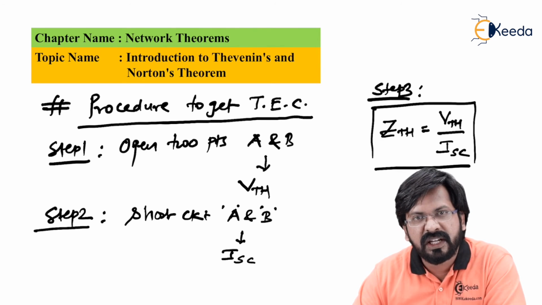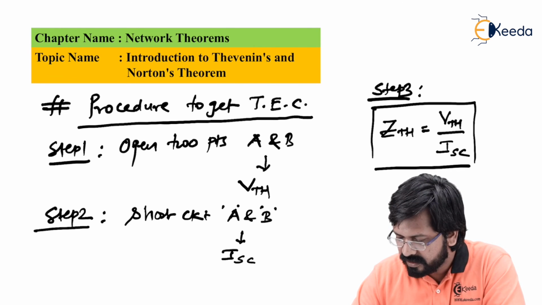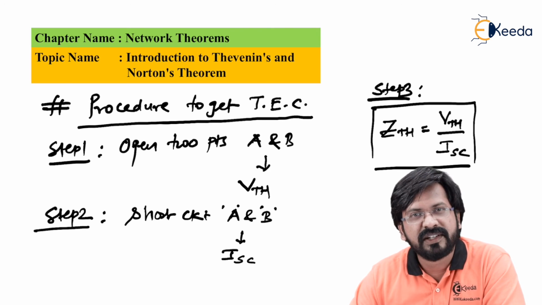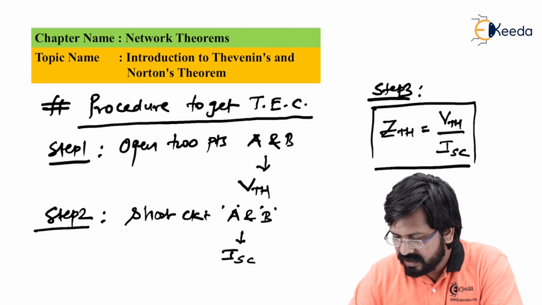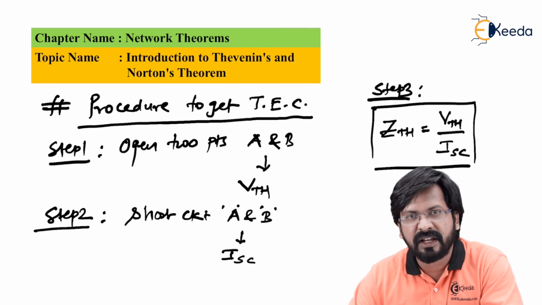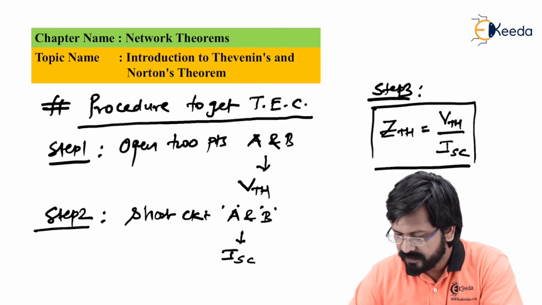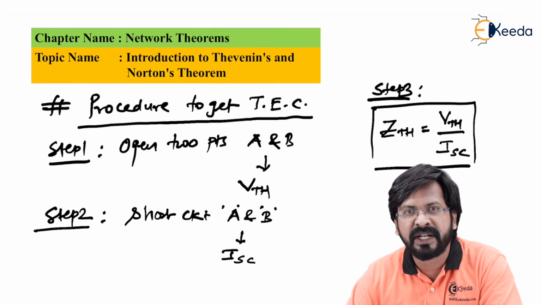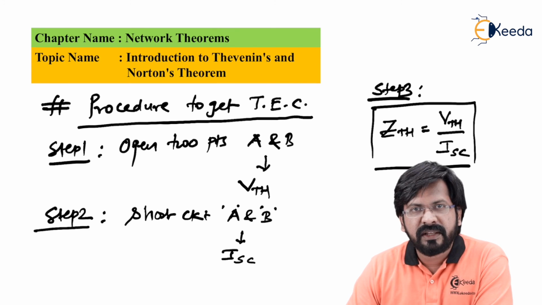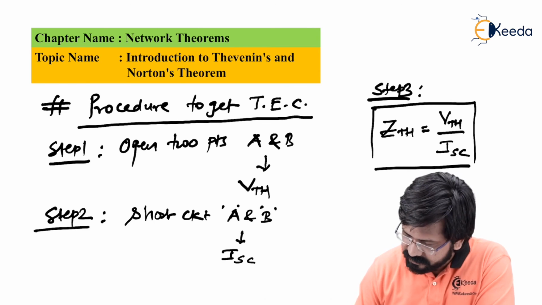Similarly, we should see the procedure to get NEC, that is Norton's equivalent circuit. Let me tell you, Thevenin's equivalent circuit and Norton's equivalent circuit are actually the same. That's the reason why we have seen there is some relation between them. So the procedure for calculating NEC will not be different. Within the same, I will tell you how to get Norton's equivalent circuit, that is NEC.